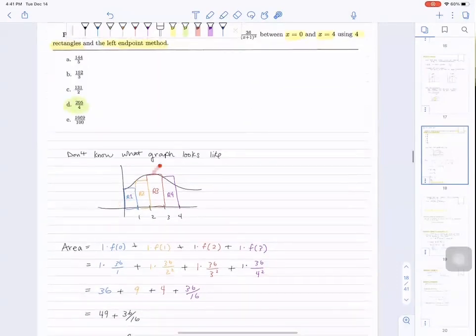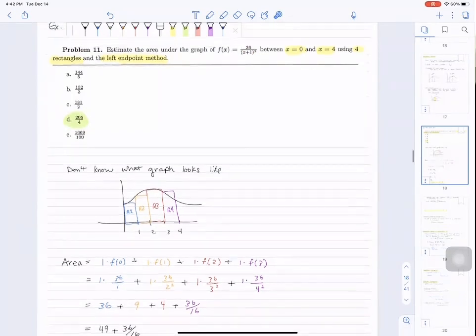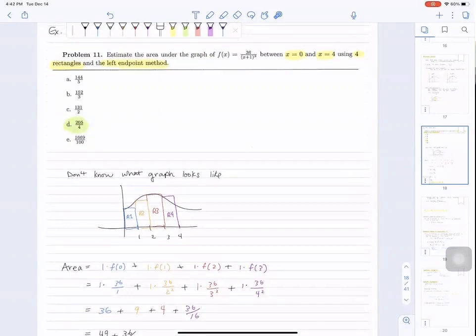Notice how I didn't need to know what the graph looked like. I was just picturing this so that I can imagine what components I need to find this area. What am I going to use for the height? What am I going to use for the width? Okay, any questions on this example?